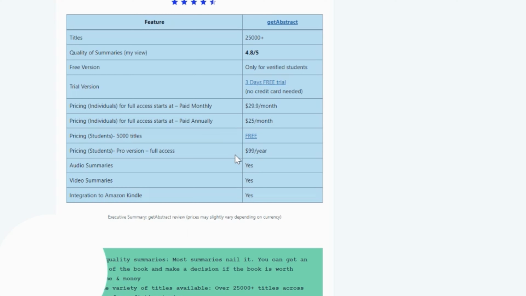I mean, you're never going to exhaust this, right? And if you're a student and you want specific titles, you could also get it at $99 a year, which is much cheaper than the other professional plans. So you get both the audio summaries and also video summaries in some cases, and of course you can also read it. So you get the text summaries as well.